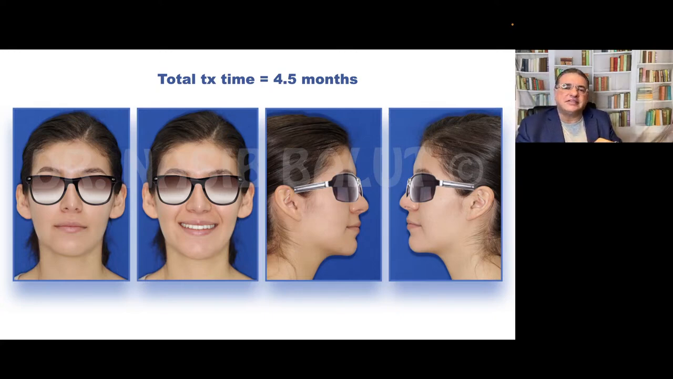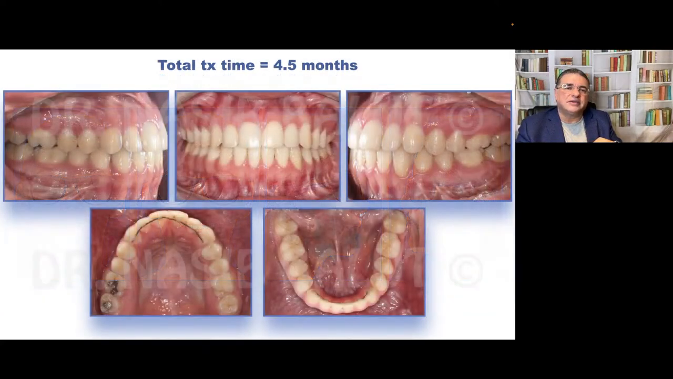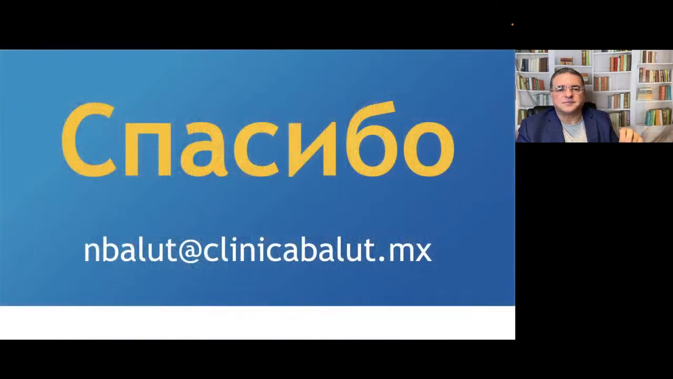So this is her face at the end of the treatment, and this is her occlusion at the end of the treatment. Surgery first, diamond brackets.